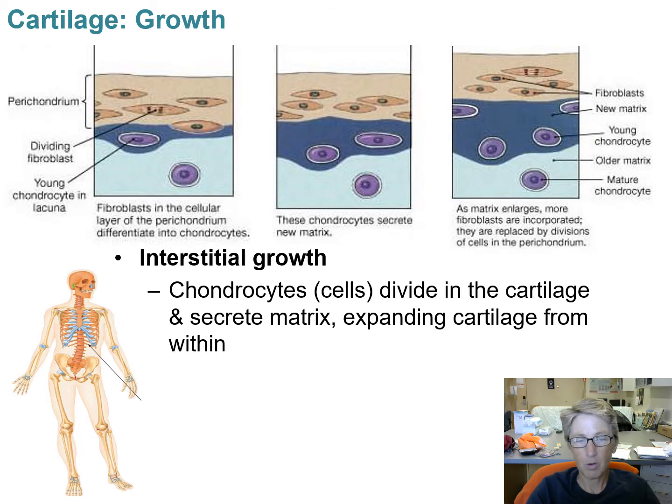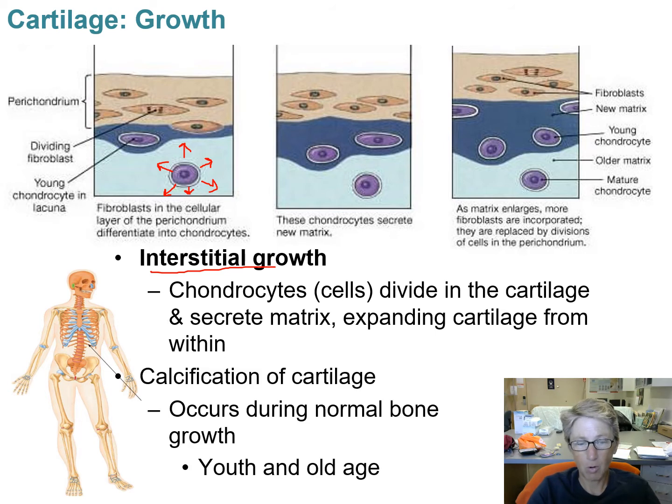Okay, so we went over this already. And then the chondrocytes also do this thing called interstitial growth, where the chondrocytes will divide within the cartilage and secrete matrix, so expanding the cartilage from within. So appositional growth is when you're growing and dividing your fibroblasts, and interstitial growth is when the chondrocytes are secreting the matrix, and then the matrix will increase in its thickness in all different directions. And then over time the cartilage calcifies.